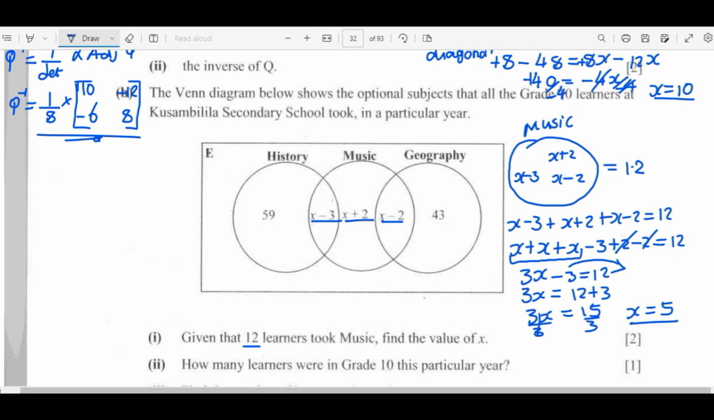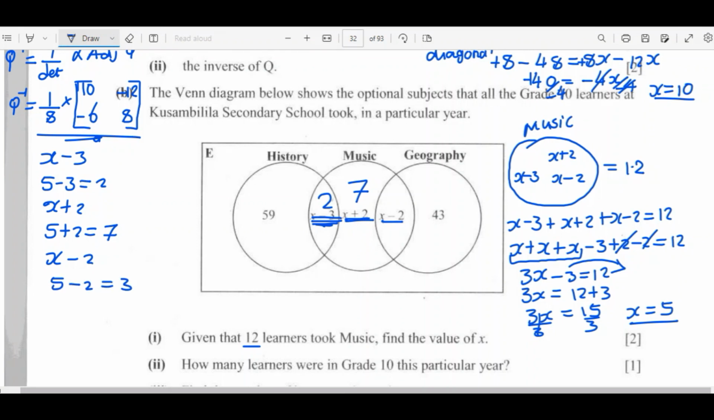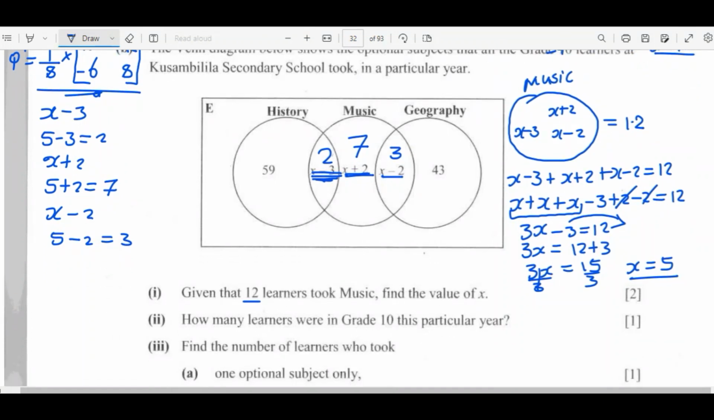Now, under this portion here, it's x minus 3. X is 5, minus 3, which is giving us 2. So this means that the number here is 2. Here we have x plus 2, which is 5 plus 2 is equal to 7. So this portion is 7. Then here we have x minus 2. 5 minus 2 is equal to 3. Then we have 3 here. Right, so we move on to Roman number 2.